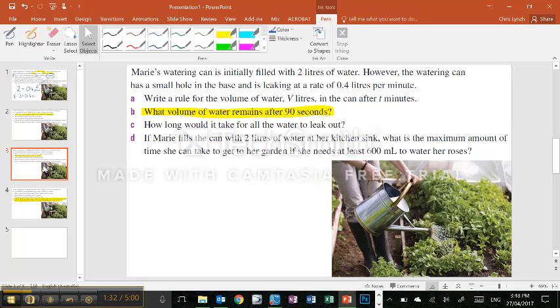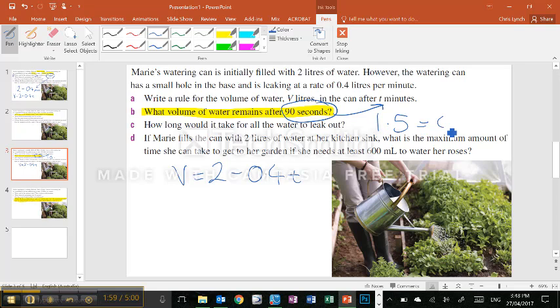This question here, B, says what volume of water remains after 90 seconds? To do this, we need to use the rule that we had at the start, which was V equals 2 minus 0.4 T, for T minutes. Remember that 90 seconds is obviously to do with the T minutes, and 90 seconds in minutes is 1.5. So 1.5 equals T. We're going to move this into our equation. V equals 2 minus 0.4 times 1.5.